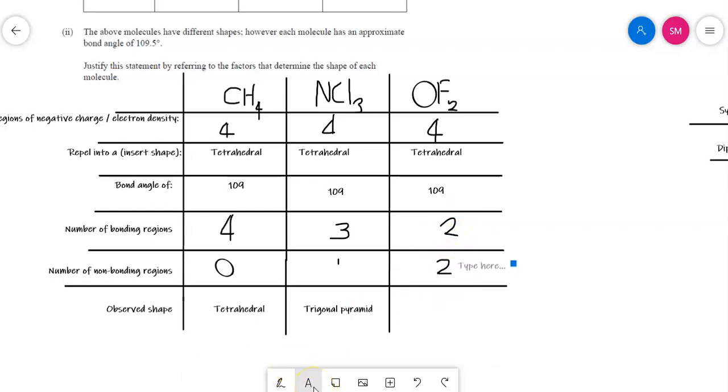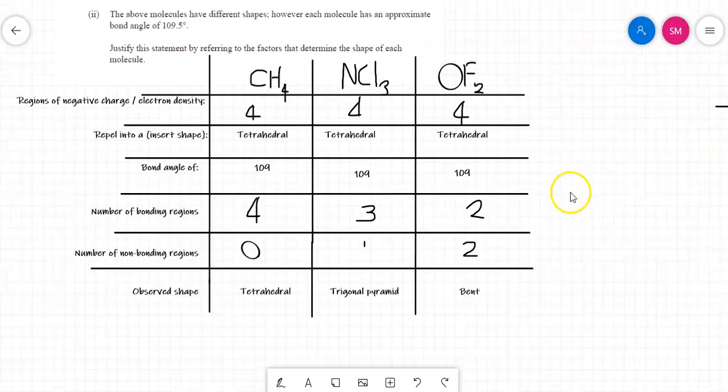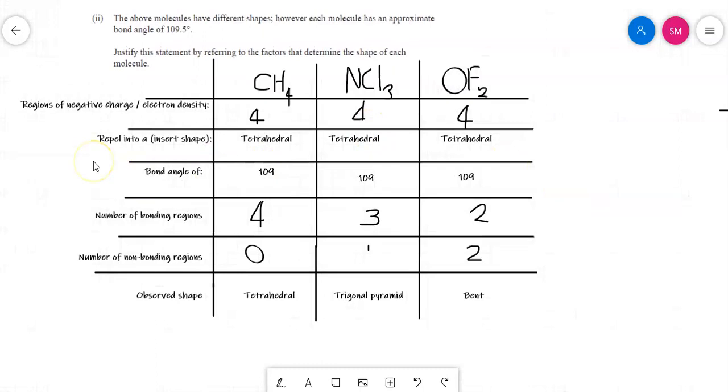If you need any help with working out the names of the shapes, like if you don't understand the theory behind it, then just head back to the video where we look at how to work out the names of different shapes of molecules. But when you're writing an answer for an exam question, these are the important bits of information that we need to include.